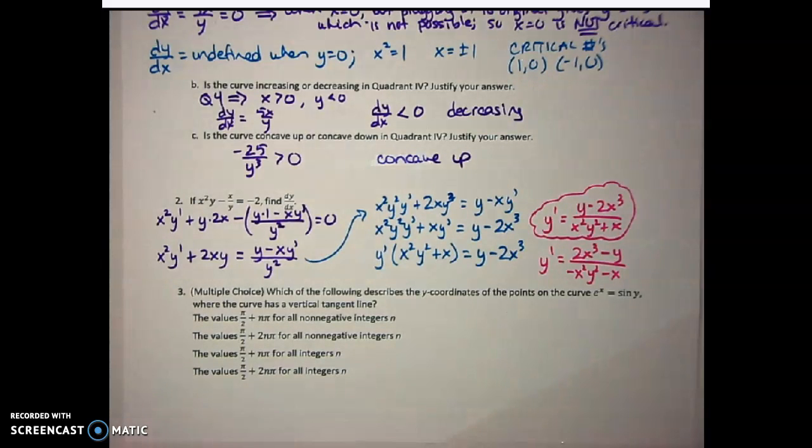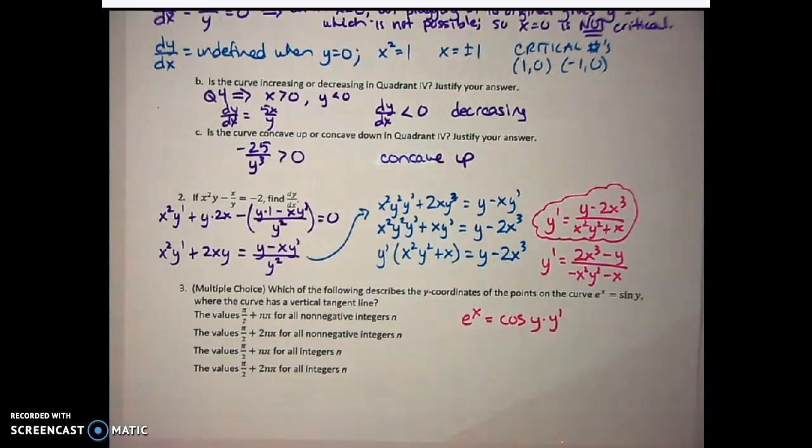And question number 3. Which of the following describes the y-coordinate of the points on the curve e to the x equals sine of y, where the curve has a vertical tangent line? Well, it's looking for a tangent line, so we need to, first of all, find the first derivative. So go ahead and pause the video and find the first derivative, and then see if you can find out where that first derivative is equal to 0.